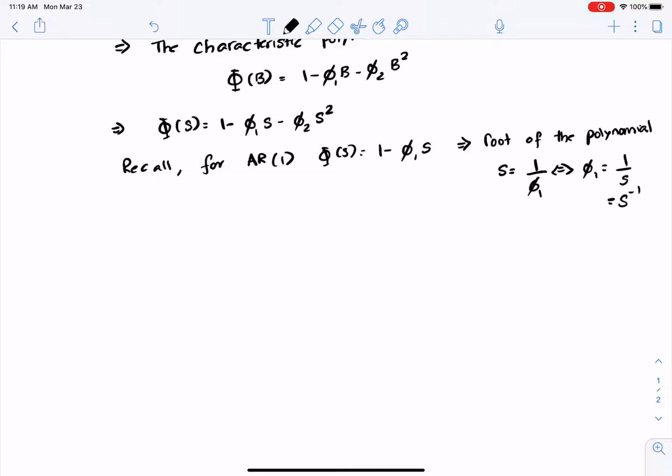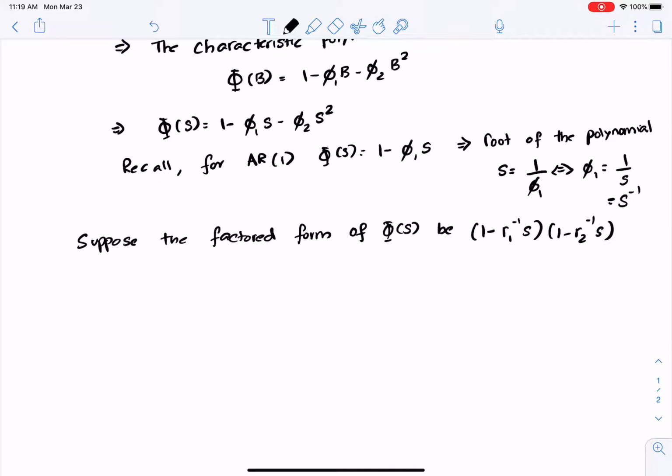So suppose the factored form of phi of s be 1 minus r1 inverse times s times 1 minus r2 inverse times s, where r1 and r2 are the roots of the characteristic polynomial.